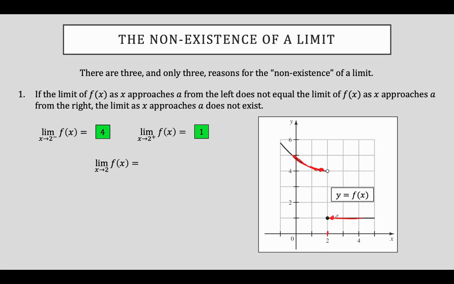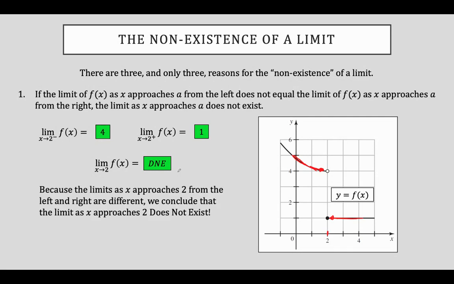So what does this mean about our general limit, the limit of f of x as x approaches 2? Well, because the limit from the left and the limit from the right give us two different values, we simply say that the limit as x approaches 2 of f of x does not exist. Okay, this is case number one for the non-existence of a limit.